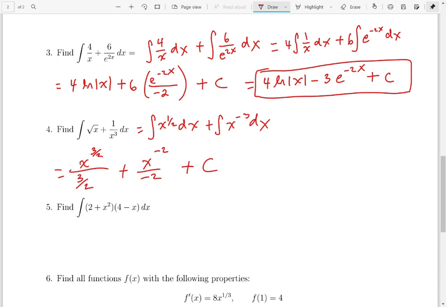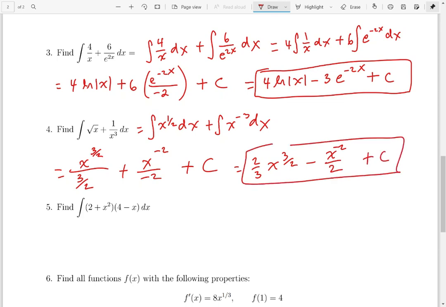Then, of course, if you want to clean this up just a little bit, you could. Fraction division is multiplied by the reciprocal, so that's times 2/3, and so that's 2/3 x to the 3/2 minus x to the negative 2nd over 2 plus some constant c. And so there's our integral, or all of our antiderivatives.